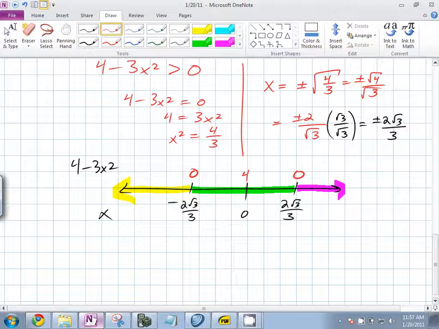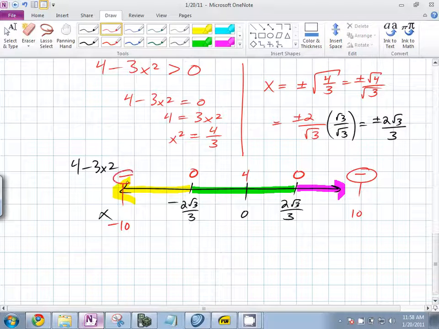Well, let's make it even easier than that. Make it bigger. How about 10? Is 10 definitely bigger than that? Let's plug in 10. When you plug in 10, 4 minus 3 times 10 squared, is that going to be positive or negative? It's going to be negative. You don't really care what the number is. You want to know if it's positive or negative. What happens when you plug in negative 10? It's the same thing. It's going to be negative again.